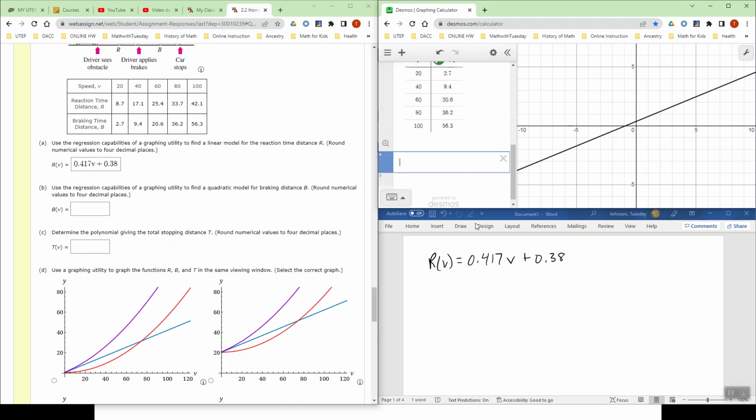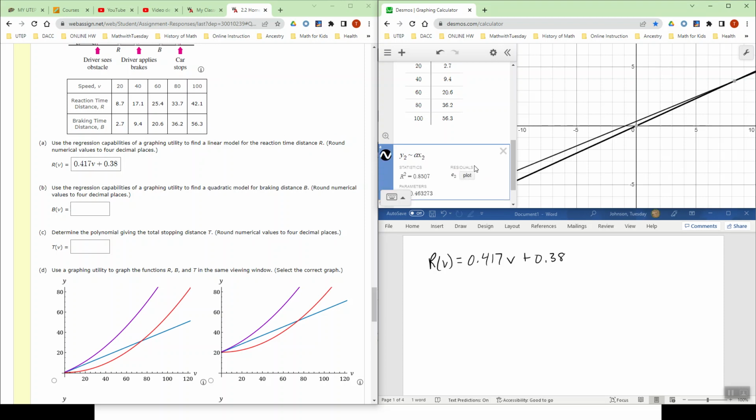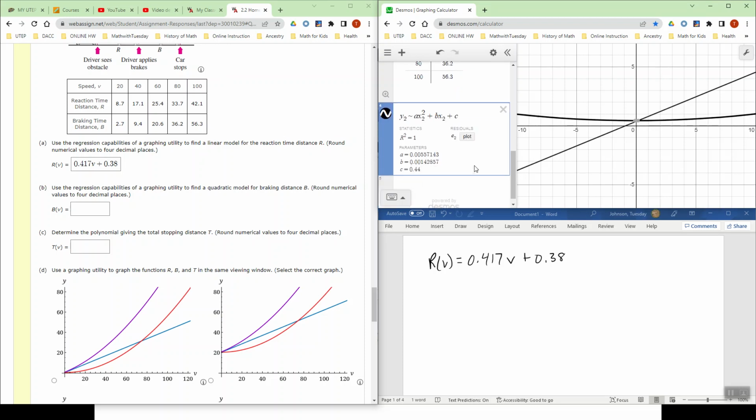Okay, now this is y2, right? That's our table, x2 and y2. So y2 tilde. Now we're going to write the general form of a quadratic: a x2 squared, plus b x2, and remember, just push the 2 and it'll do a subscript, plus c. And it tells us again that our r squared is 1. We hit it exactly. So why not just type this in instead?